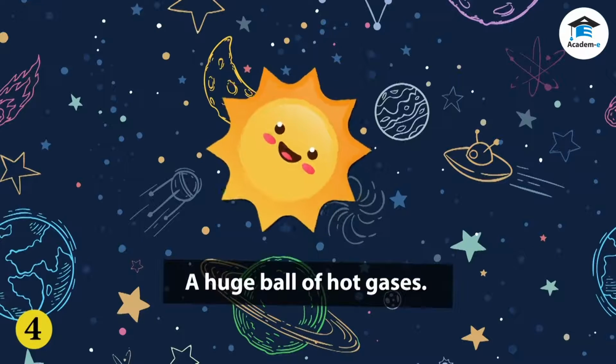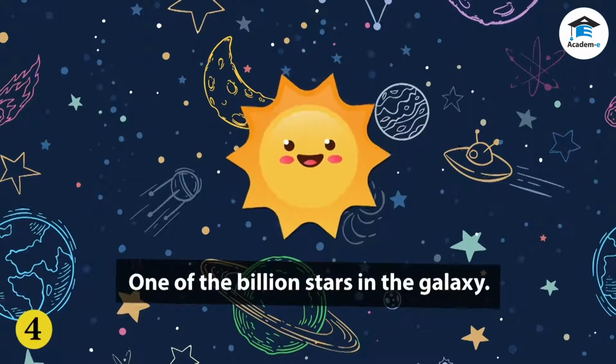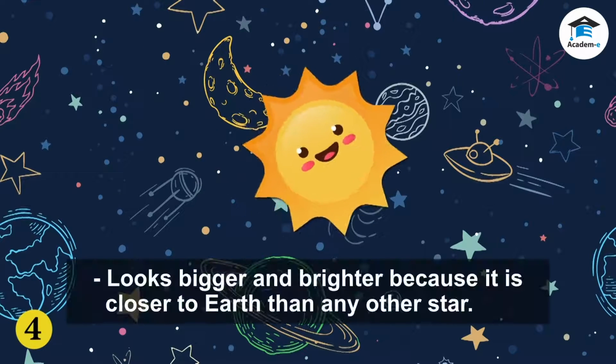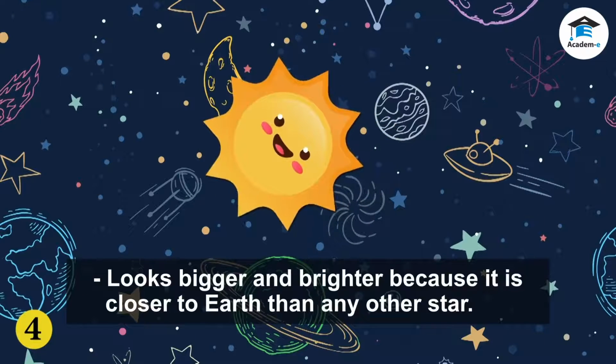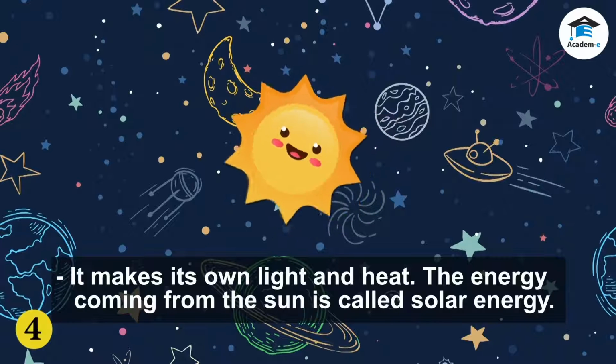It is a huge ball of hot gases. It is one of the billion stars in the galaxy. It looks bigger and brighter because it is closer to Earth than any other star. It makes its own light and heat. The energy coming from the Sun is called solar energy.